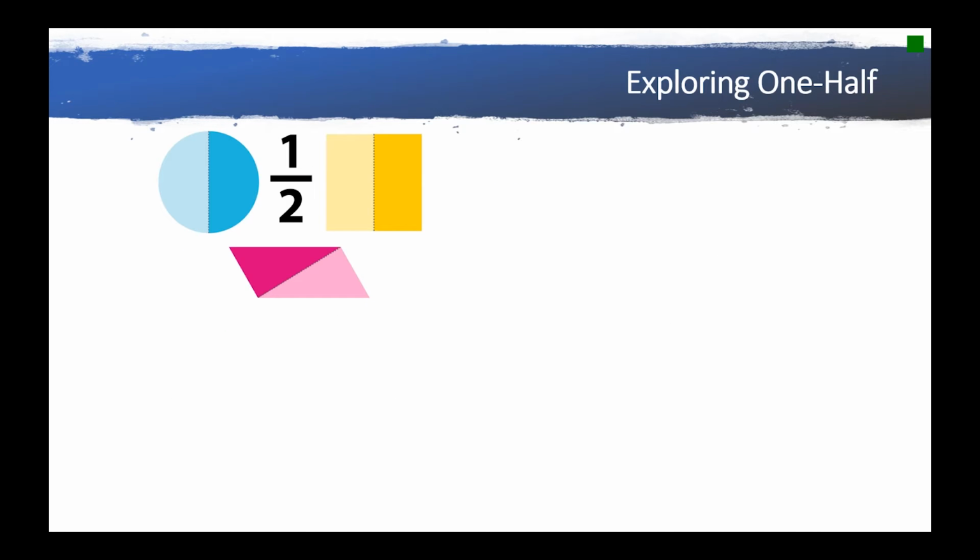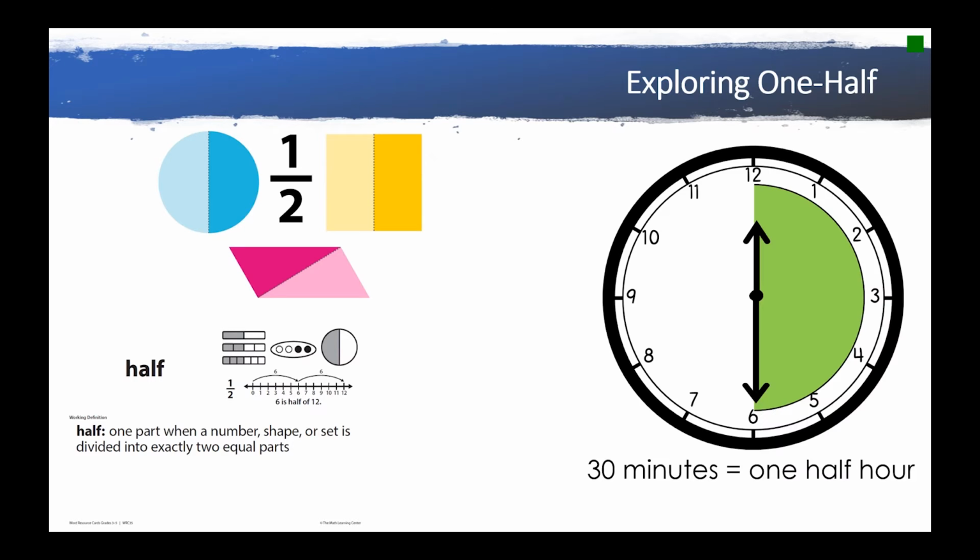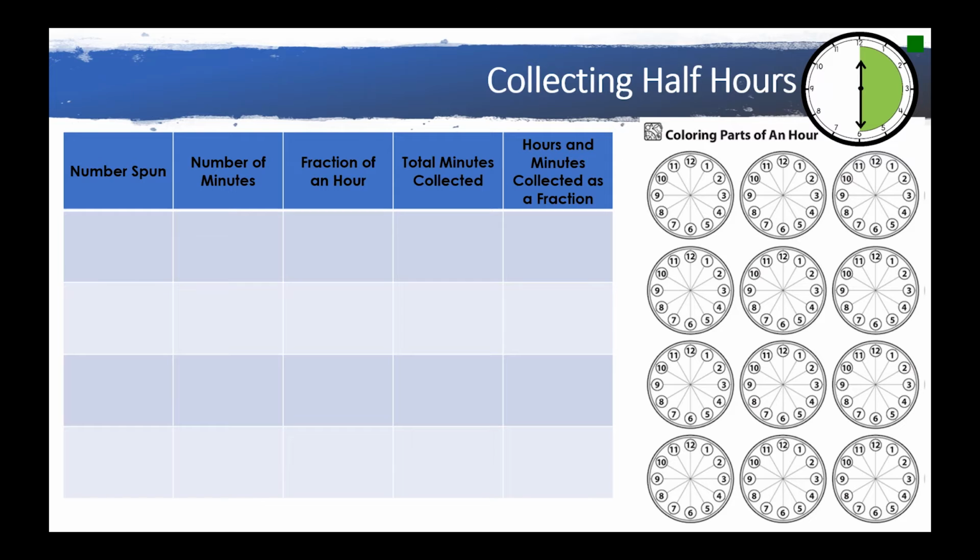Let's explore 1/2. What is 1/2? A half is one part when a number, shape, or set is divided into exactly 2 equal parts. 1/2 of an hour is 30 minutes, and we could shade in 1/2 hour on an analog clock by coloring in the sections between the 12 and the 6. Let's start collecting half hours. Each time I spin a number, we will add that number of half hours by coloring in on the analog clocks and completing the chart.